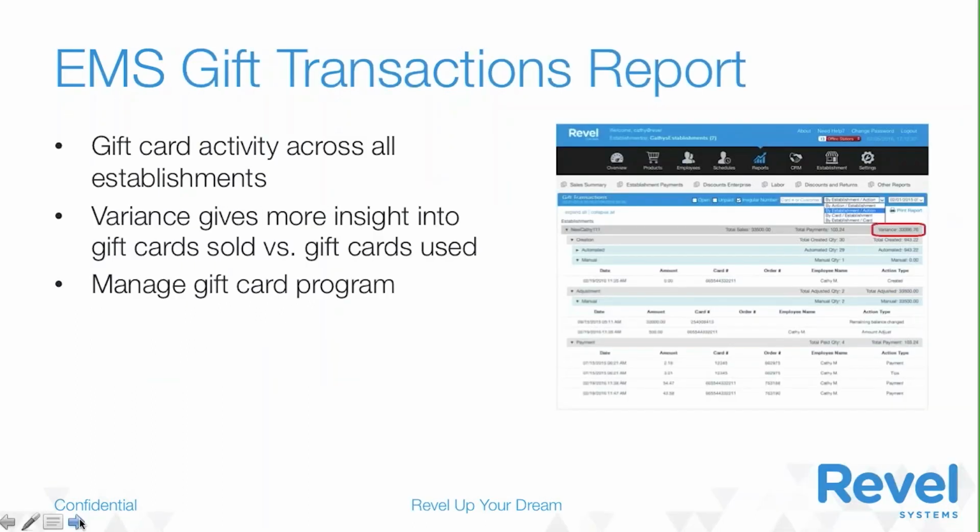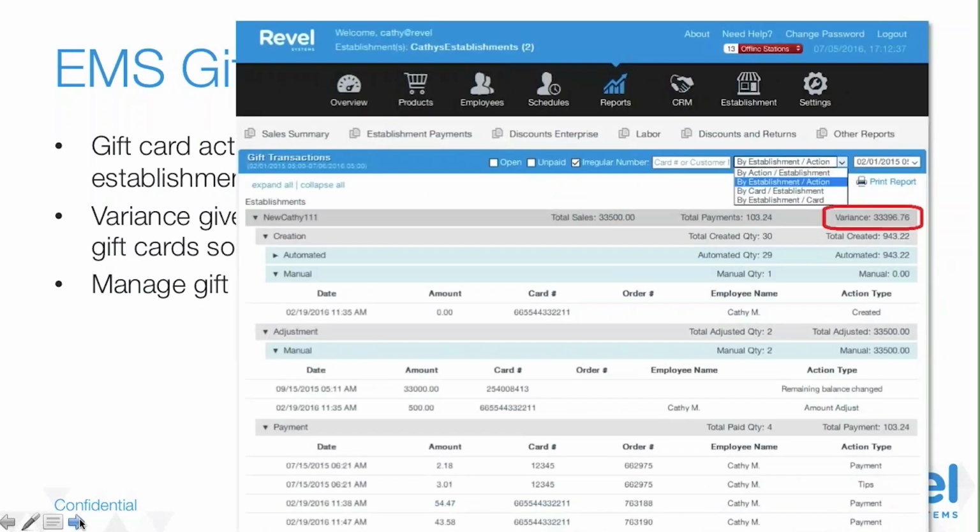You also have now the gift transactions report, which gives you gift card activity across all of your establishments. And I want to enlarge this image for you here so you get a good view that you can now see the variance, which is highlighted on the right-hand side of the screen in red. This is where you can see the difference between gift cards sold and gift cards used on every establishment. So this really allows for a central office to see who sold more gift cards and thus need to take more money from that establishment, or who had more gift cards used to possibly send money to that establishment.